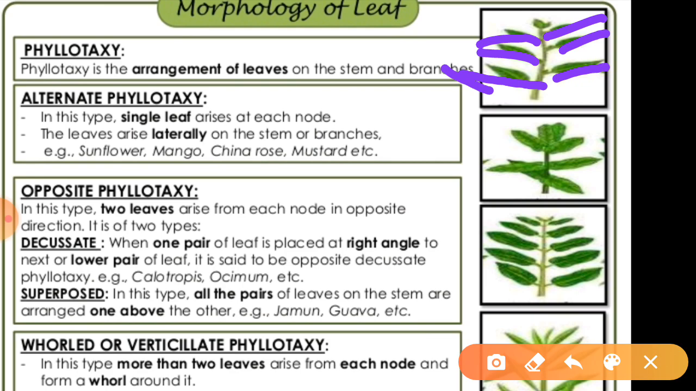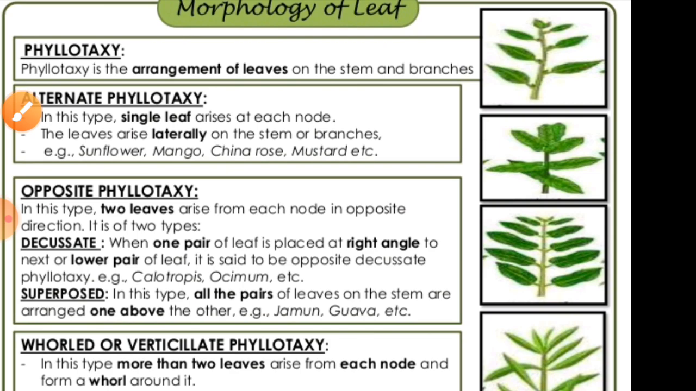Generally a single leaf arises at each node in an alternate manner, as you have all seen in the China rose, mustard and sunflower plants. It can be seen easily. Even the mango tree shows such a structure. The leaves arise laterally on the stem or branches in such a manner that there is alternation between the leaves. So this is known as alternate or spiral phyllotaxy in any plant.